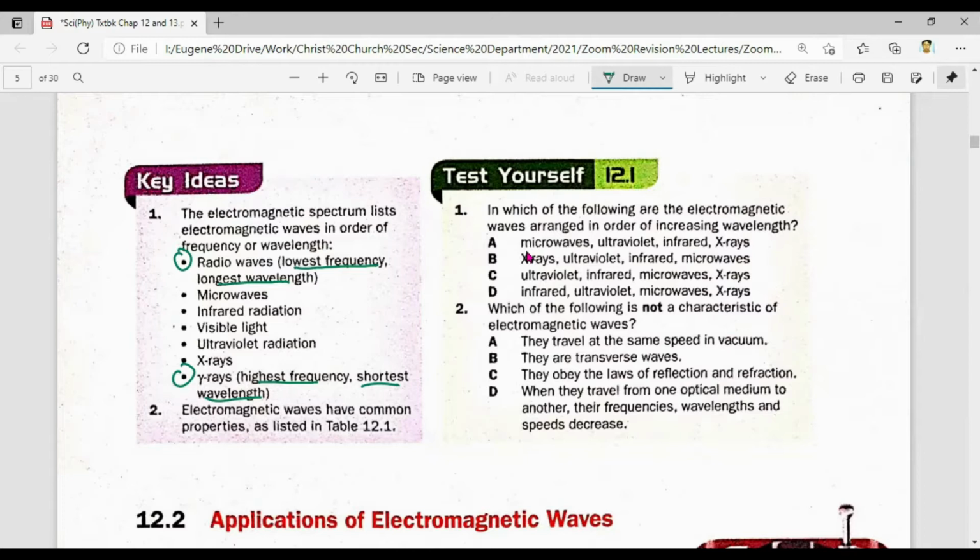Second thing is, EM waves have common properties. So all of them have common properties, and this is listed in table 12.1. I put a star for 3 of them, for 3 properties. So those are the ones that I need to pay a bit more attention to. Okay, so we've covered these 2 in 12.1.